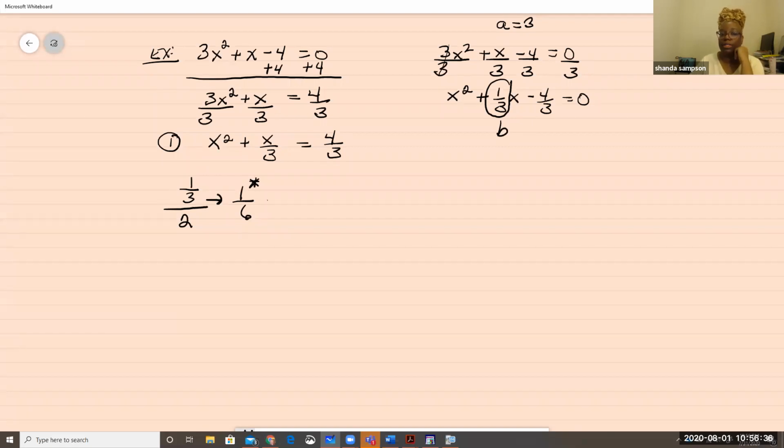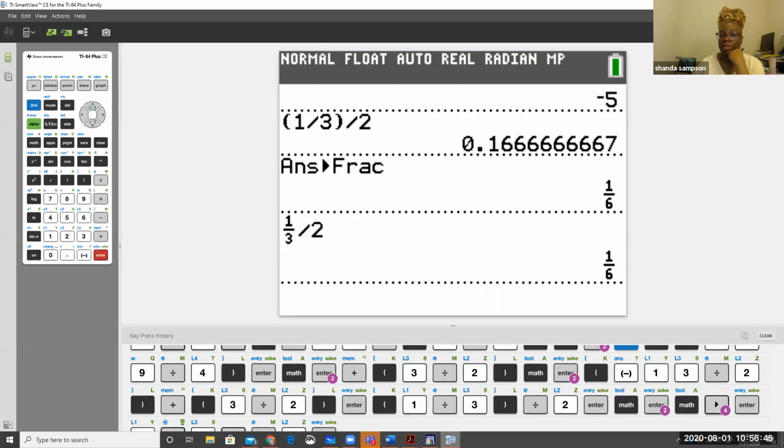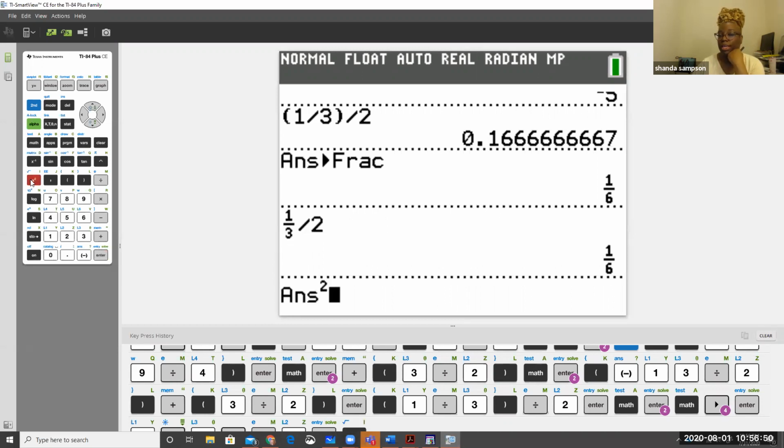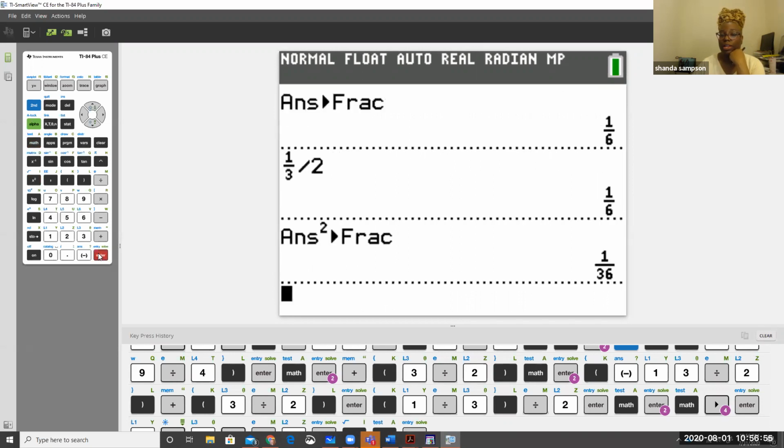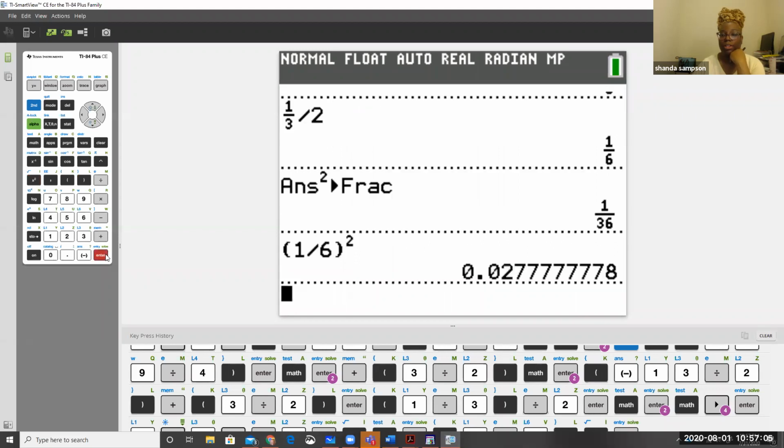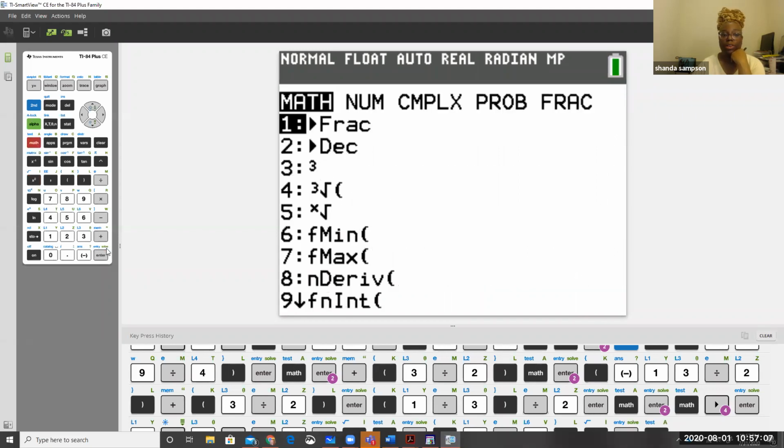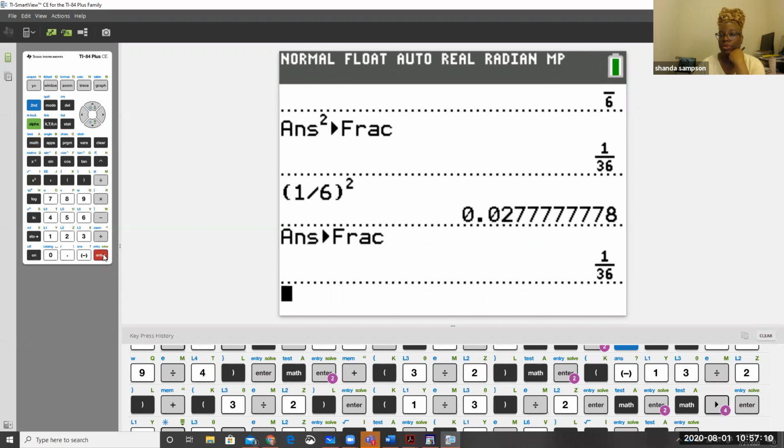Now we need to square it. I never write it, but we need to square it. Since it was my last answer, I can technically just push square and get the answer. But if it wasn't your last answer, you would do what you did before: parenthesis 1/6, close parenthesis, and then square it. You get a decimal, and you hit math, enter, enter. So you get 1/36.